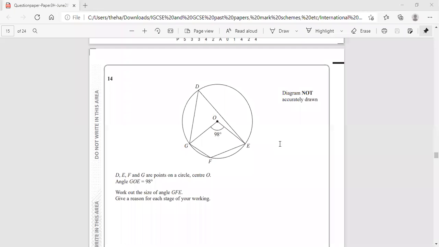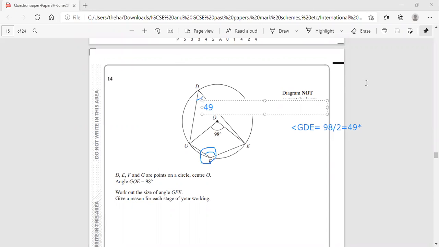What we need to do first of all is work out this angle here, which will allow us to work out this angle. This is the angle we're looking for, this is the one we want. So if we work out this angle, we can work out that one. So we're going to put angle GDE, which is this angle up here. Angle GDE equals 98 divided by 2 equals 49 degrees. And that is that angle here, 49 degrees.